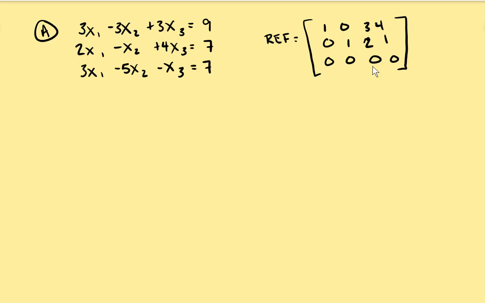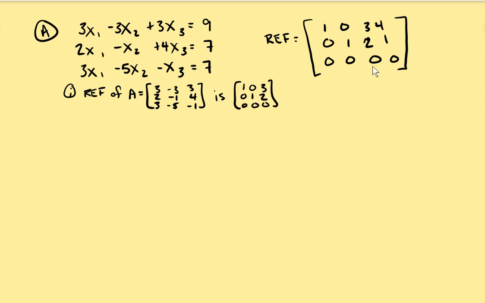So let's call this part 1. The REF of the coefficient matrix A is just the first three columns of this REF form of the augmented matrix. So that's easy enough. Part 1 done.